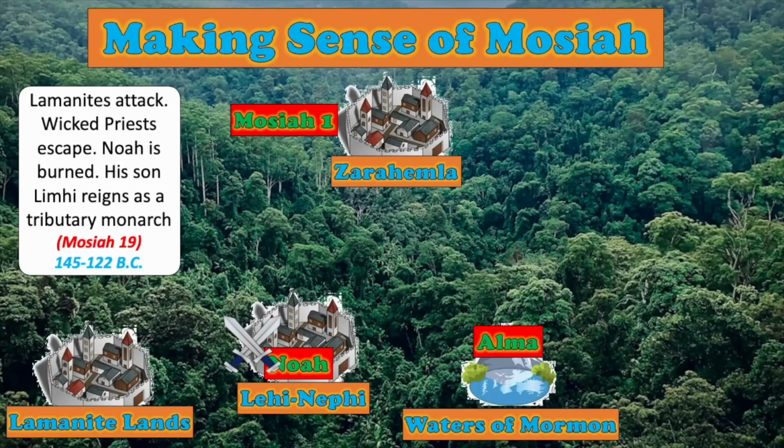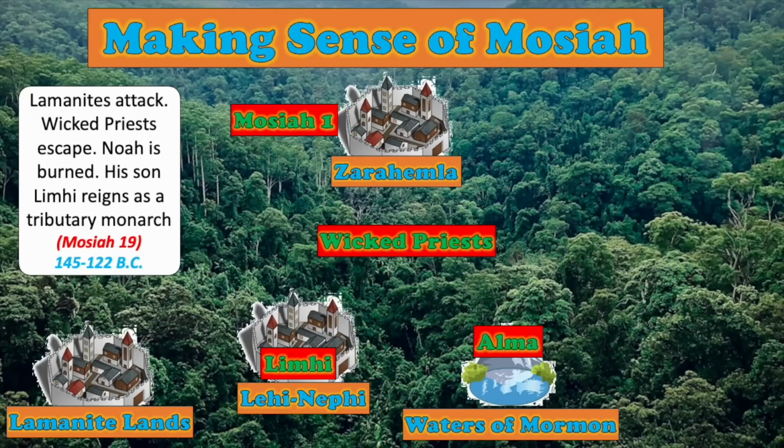King Noah is burned by his own people, by the way, not the Lamanites. And the people are planning on doing the same thing to the wicked priests, but they escape. Then Noah's son, Limhi, a righteous man, reigns in his stead as a sort of tributary monarch under Lamanite control. All of that is described in Mosiah chapter 19.